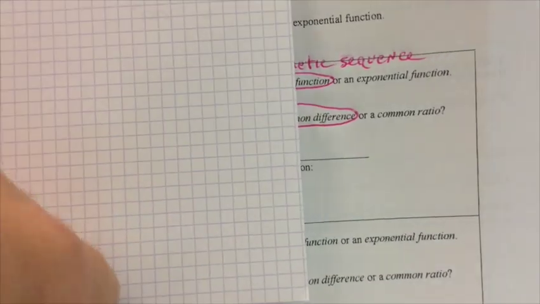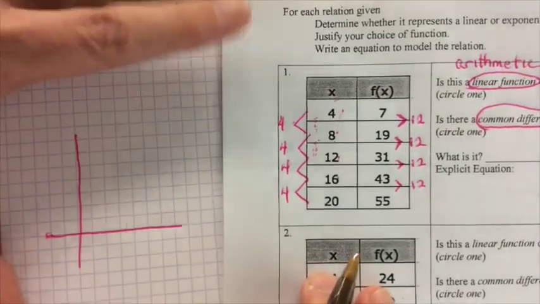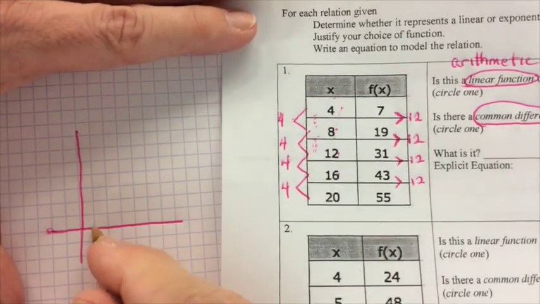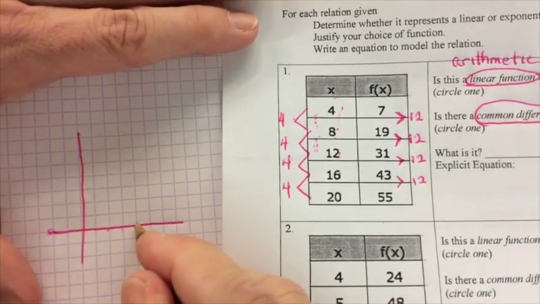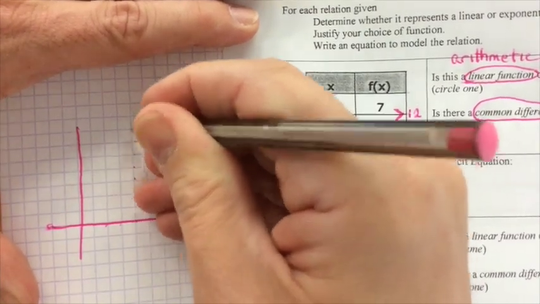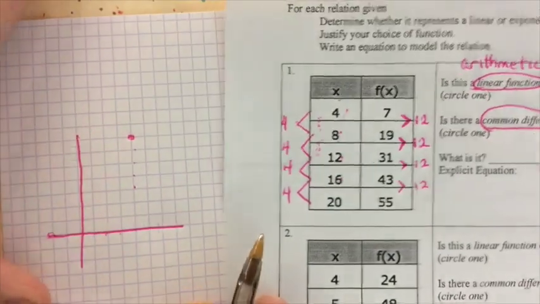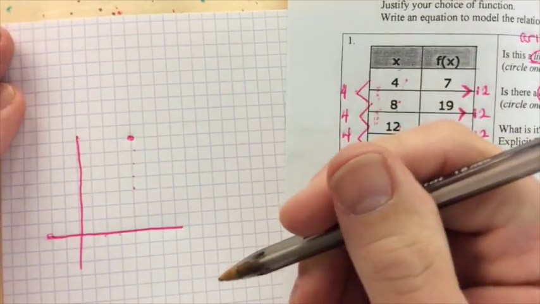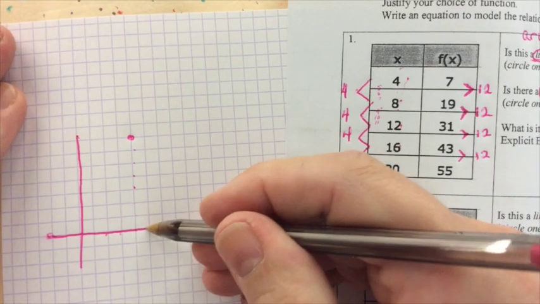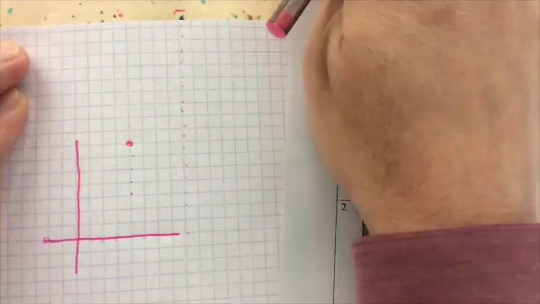If you look at a graph, you start to figure out, well, okay, where is 4? 1, 2, 3, 4, and 7. 1, 2, 3, 4, 5, 6, 7. That's the point (4, 7). Where is 8? 1, 2, 3, 4, and 19.